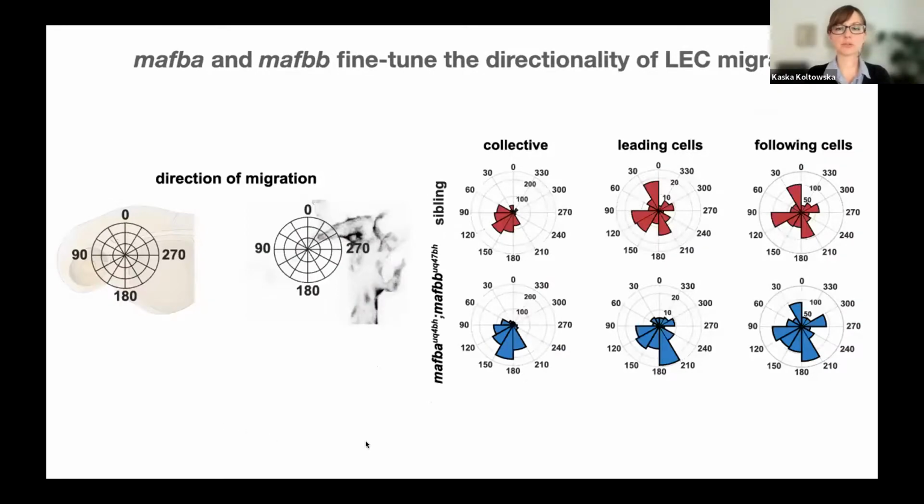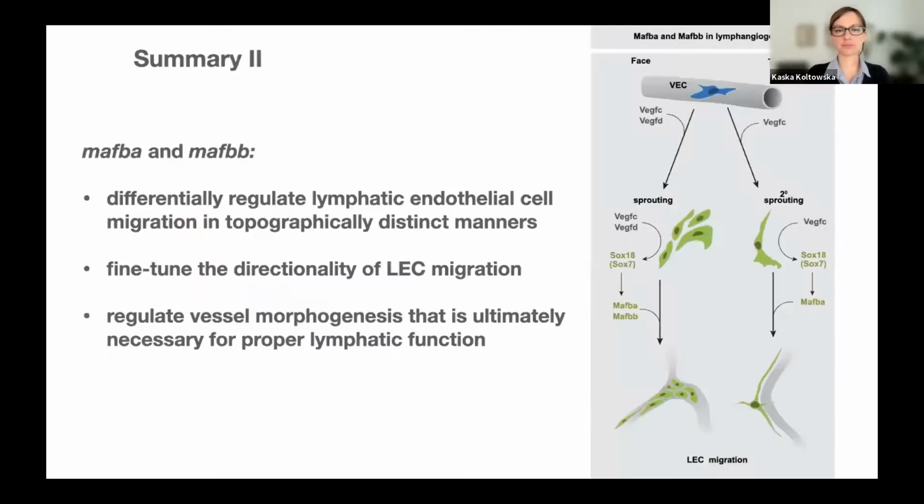We further looked more carefully at the directionality of this migration, and what we observed is that the collective migration of all the cells was disrupted, and the cells were migrating much more ventrally. When we divided the cells into the leading and the following cells, we could see that the leaders are trying to migrate more posteriorly, and they lose the sense of directionality, suggesting that these genes together are required for the directional migration.